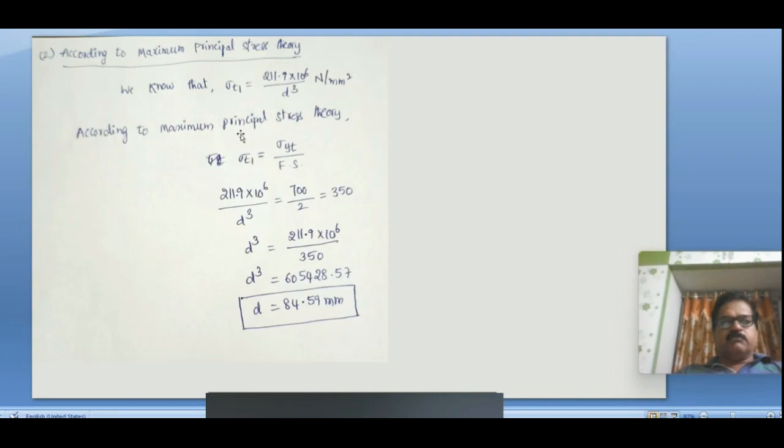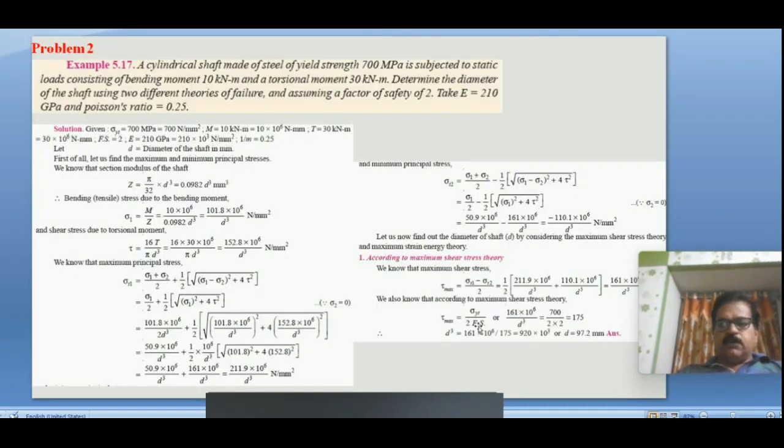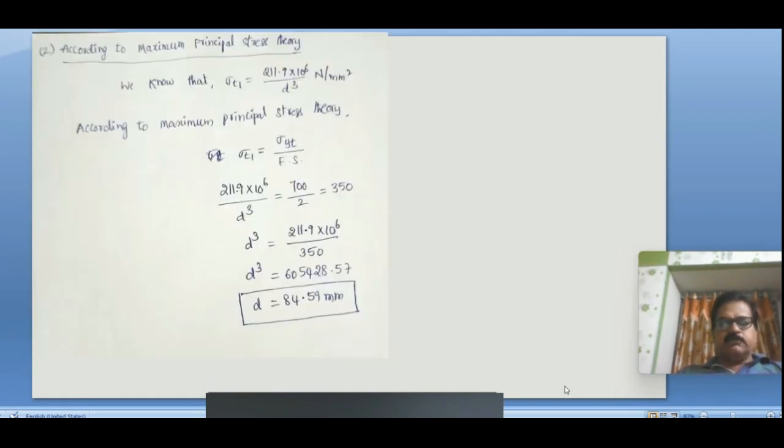According to the maximum principal stress theory, we are equating the major principal stress to the allowable normal stress, that is yield point stress upon factor of safety, which is 350. So 350 is equated to 211.9 into 10 power 6 by d cube, and we got d as 84.59. So from the maximum shear stress theory we got 97.2, whereas from maximum principal stress it is 94.59. So these are the two theories of elastic failures.